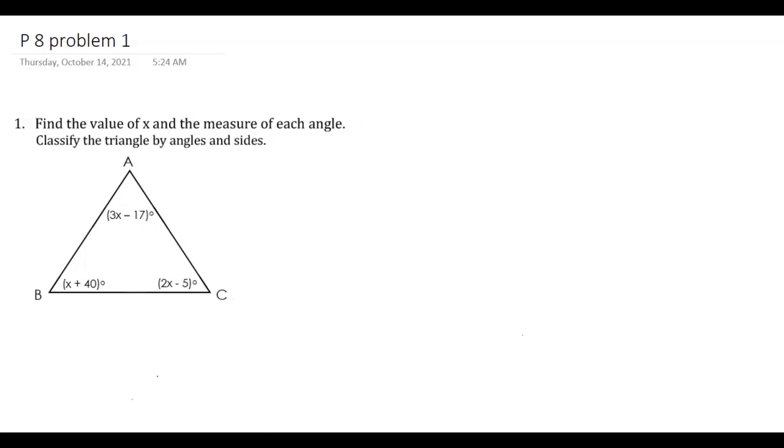Today's goal is to solve problem number 1 on page 8 in your notes packet. If we look at problem number 1, you can see that we are given the three angles in triangle ABC. And our goal is to classify the triangle by angles. I'm going to cross off the portion of this problem by sides. We've learned that the angles in a triangle add up to 180.